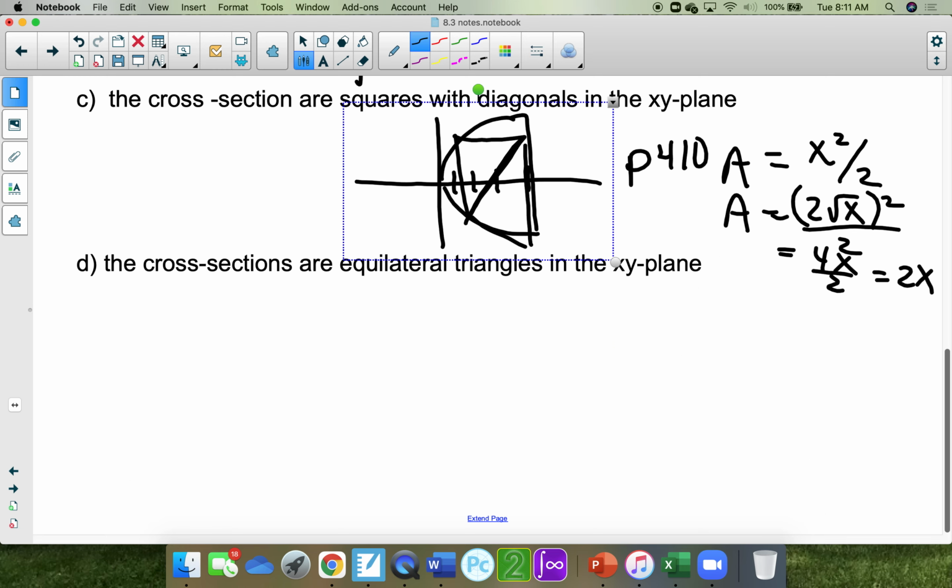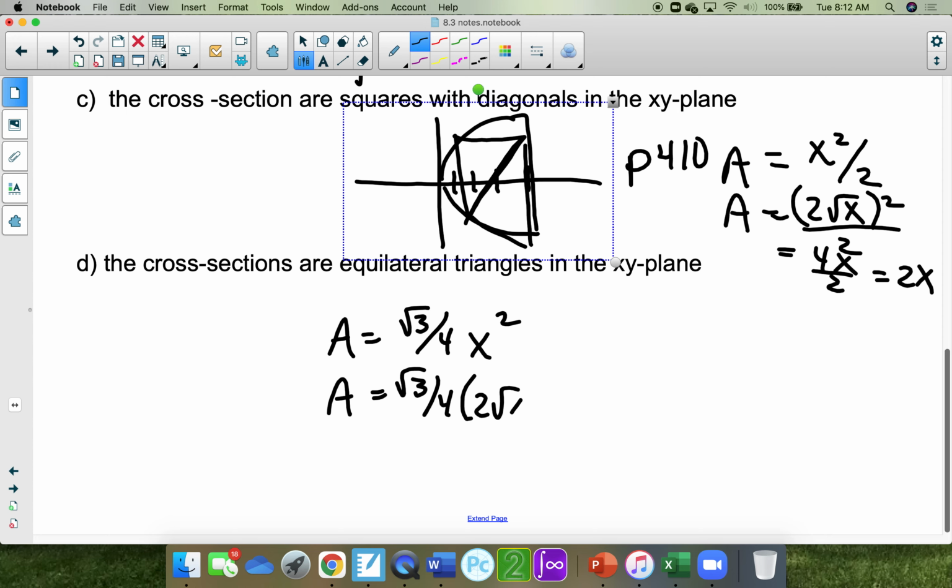And the last one are the equilateral triangles. Area is equal to the square root of 3 over 4 x squared. Area is equal to the square root of 3 over 4, 2 root x squared, because it's again the full length, which is going to equal the square root of 3 over 4 times 4x, which is equal to the square root of 3 times x.